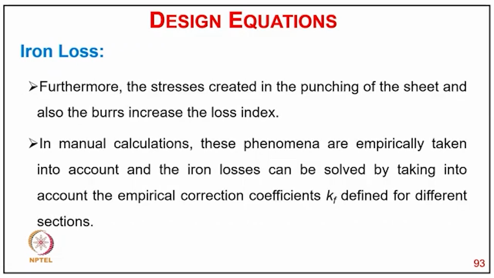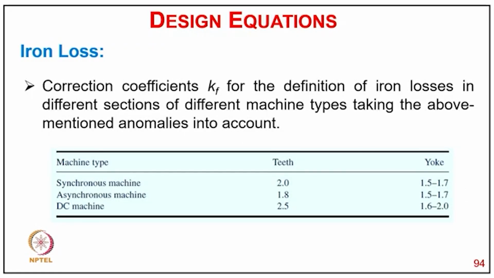Furthermore, the stresses created in the punching of the steel and also the burrs increase the loss. In manual calculation, these phenomena are empirically taken into account, and the iron losses can be solved by taking into account the empirical correction coefficient Kf defined for different sections. So correction coefficient Kf for the definition of iron losses in different sections of different machine types takes the above anomaly into account. For machine types like synchronous and asynchronous machines, it is typically 1.5 to, and in the yoke it is 1.5 to 1.7.